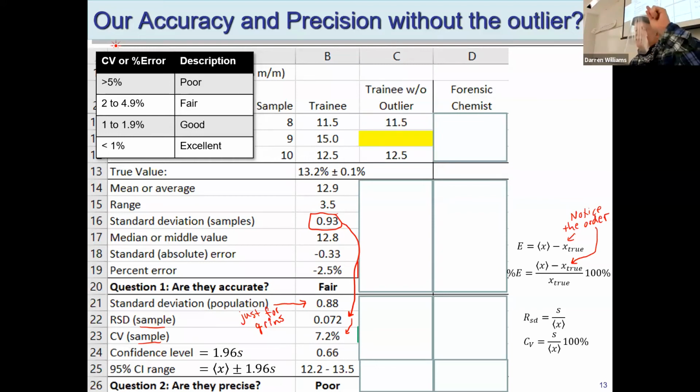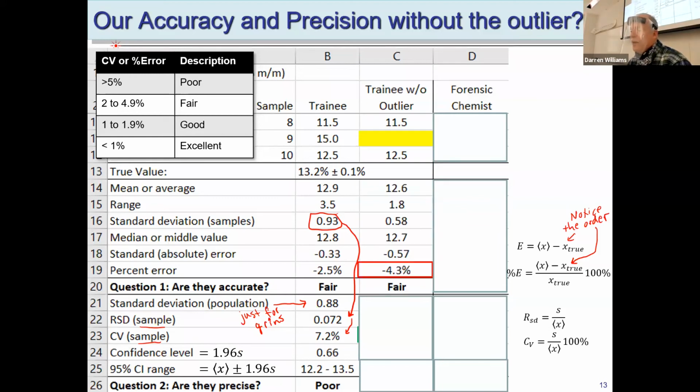So we take that result of 15, get rid of it, and recalculate our mean. Now our mean has dropped to 12.6. Our range is 1.8. Our standard deviation is 0.58. It went from 0.93 to 0.58. That's fantastic. But because the average dropped up here, to 12.6, our accuracy got worse.